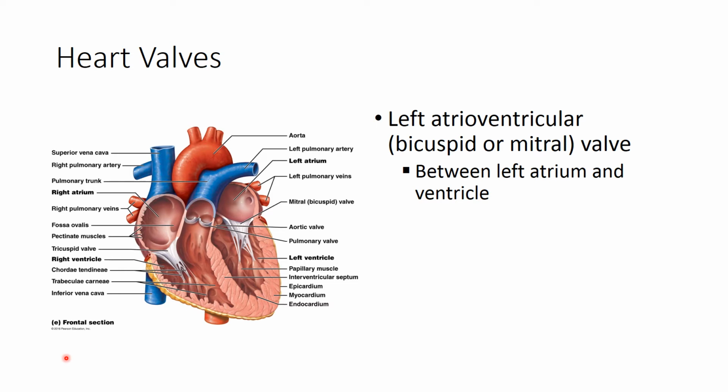Now this valve, similar to the right side, is open in diastole. So remember, on the left side of the heart, we have blood returning to the left atrium from the lungs via these four pulmonary veins. And as the heart is relaxed, blood will move through this open valve into the left ventricle so that we can fill this left ventricle up with blood during the relaxation part of the cardiac cycle.